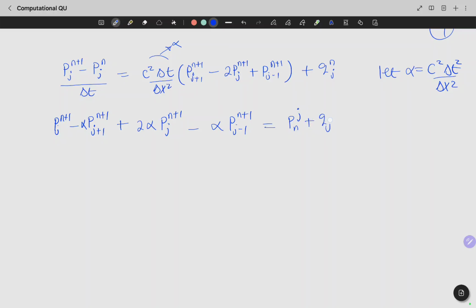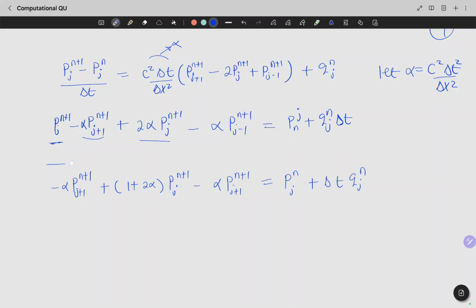P_j^n plus Q_j^n delta t. We can rearrange this, so we have minus alpha P_(j-1)^(n+1) for this, and then plus (1 plus 2 alpha) for this and this, P_j^(n+1), and minus alpha P_(j+1)^(n+1) equals P_j^n plus delta t Q_j^n. That's the recursive relation.